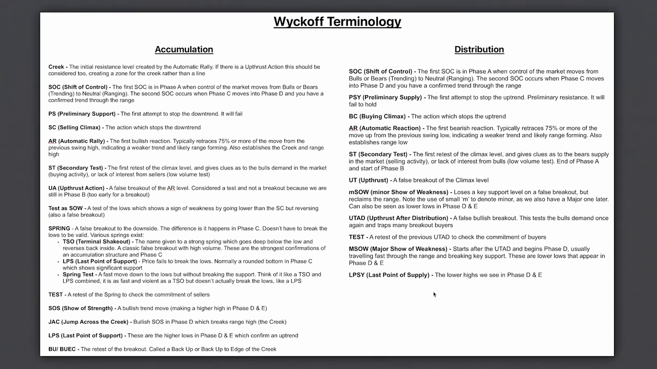And then you have a major show of weakness. This is where you don't just lose a support and then reclaim it. This is where the market starts to trend aggressively downwards after UTAD, and this begins phase D. These are lower lows, and we mark them as a capital M SOW for a major show of weakness. Then we have the LPSY, which is the last point of supply, which are the lower highs that we see in phase D and E.